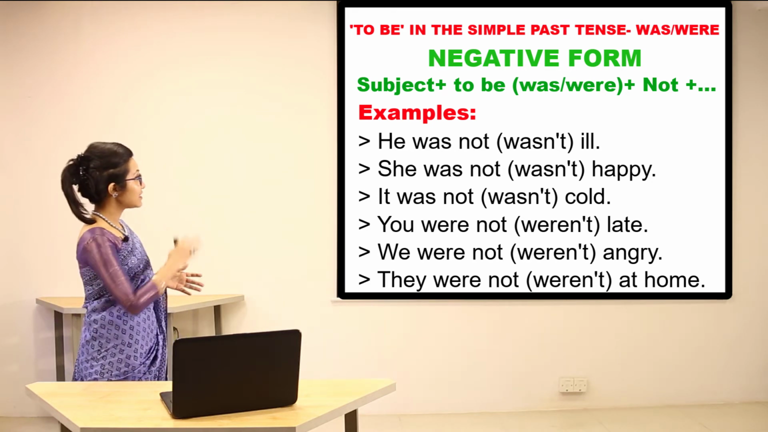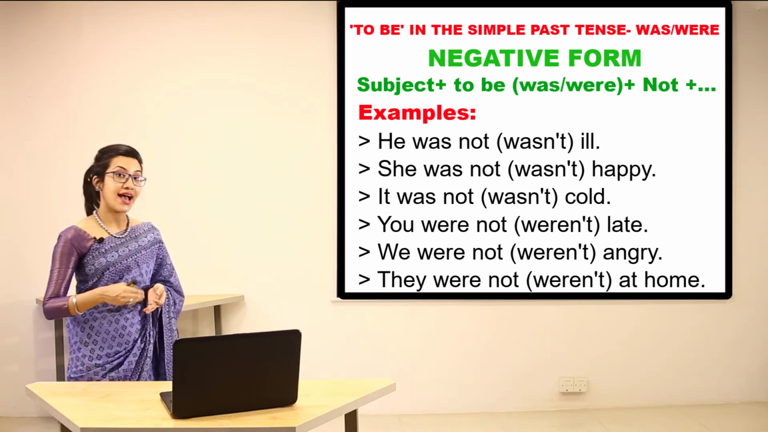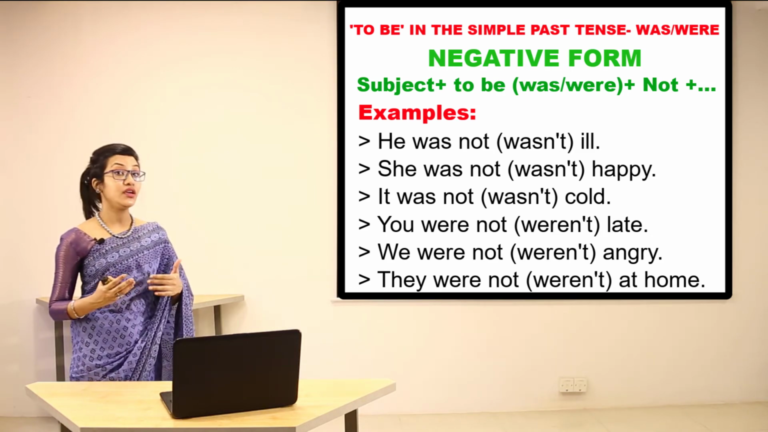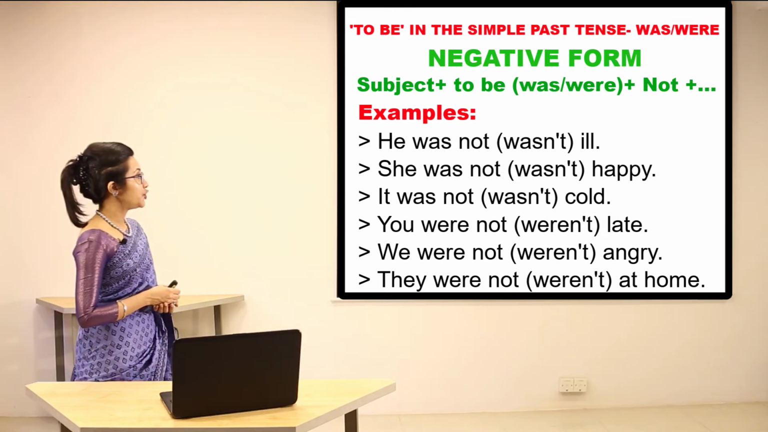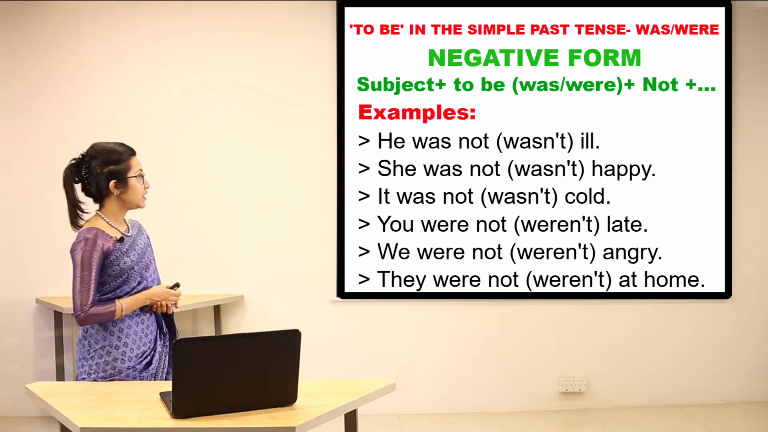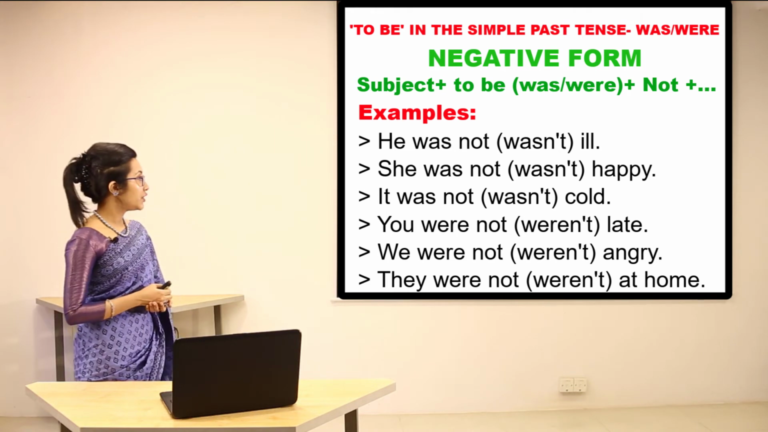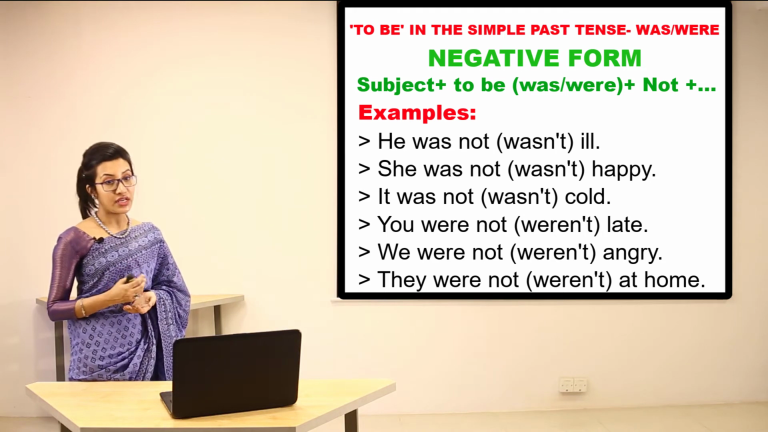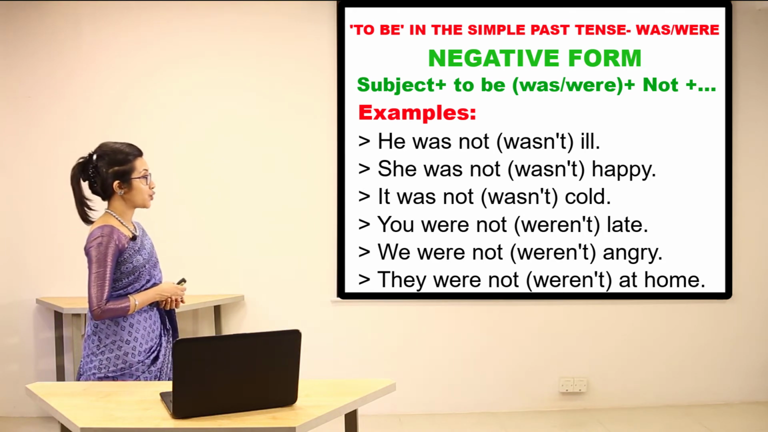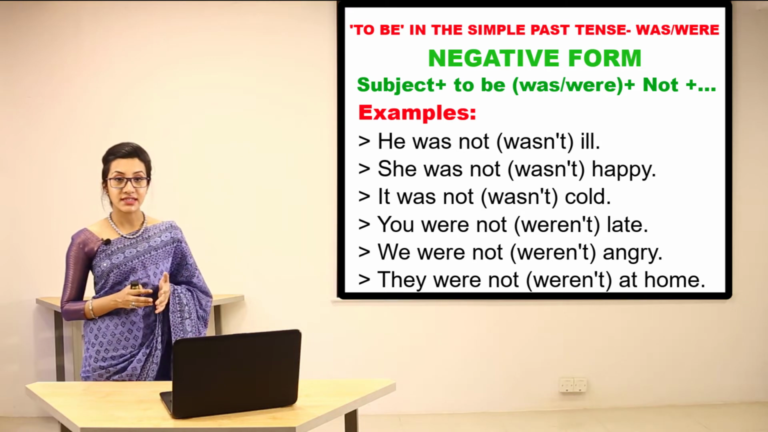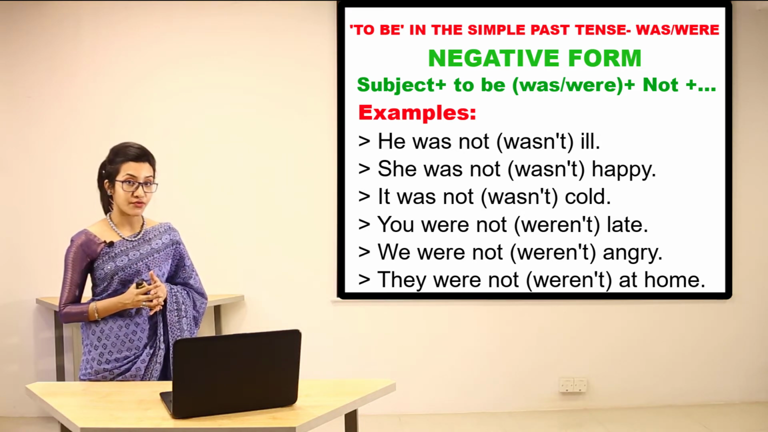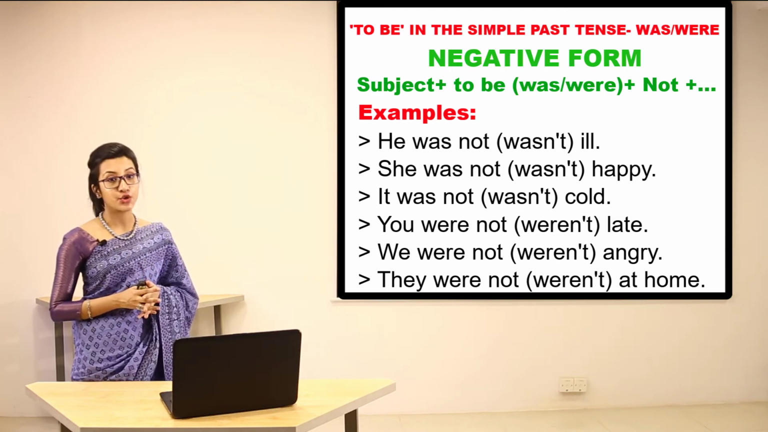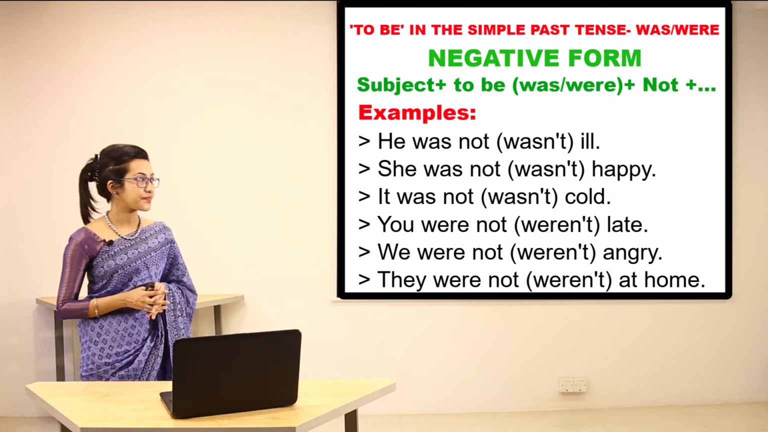For example, the same sentence, "he was ill," has been made negative by writing "he was not ill" or "he wasn't ill." She wasn't happy, it was not cold, you were not late, we were not angry, they were not at home. In all these cases, the short form or the contraction form has been given in the bracket. If you want to use the short form, you can, but do not forget to use the apostrophe.